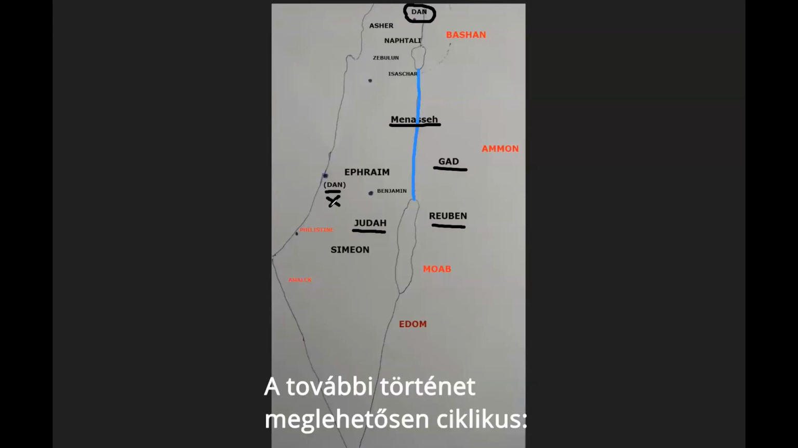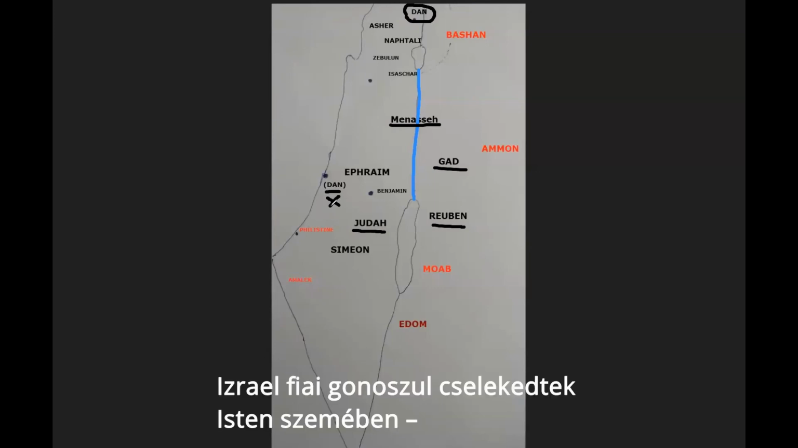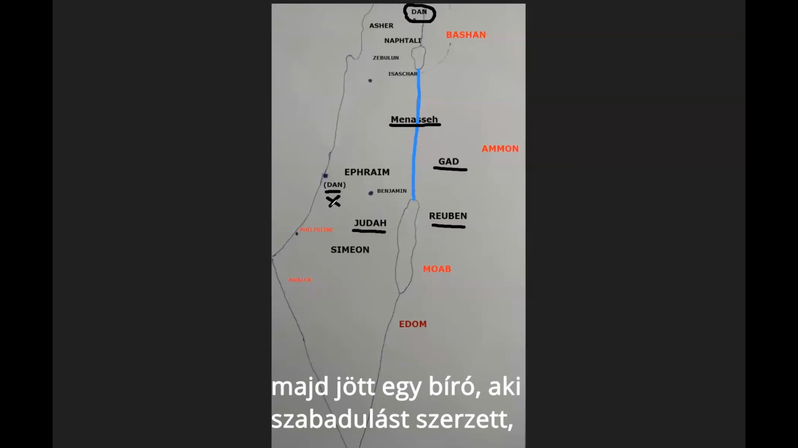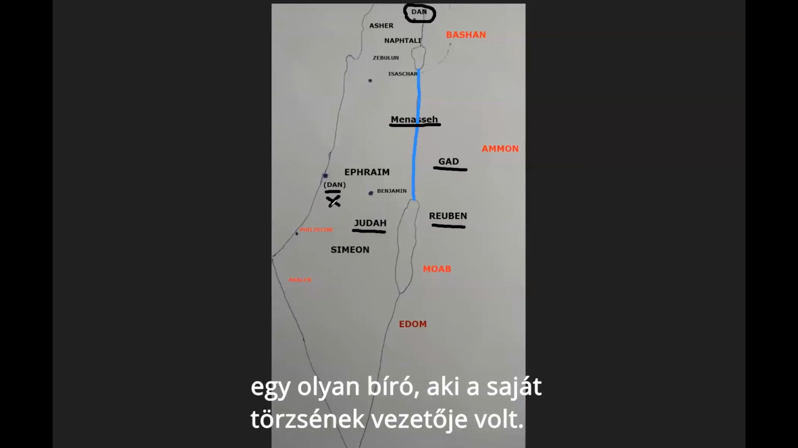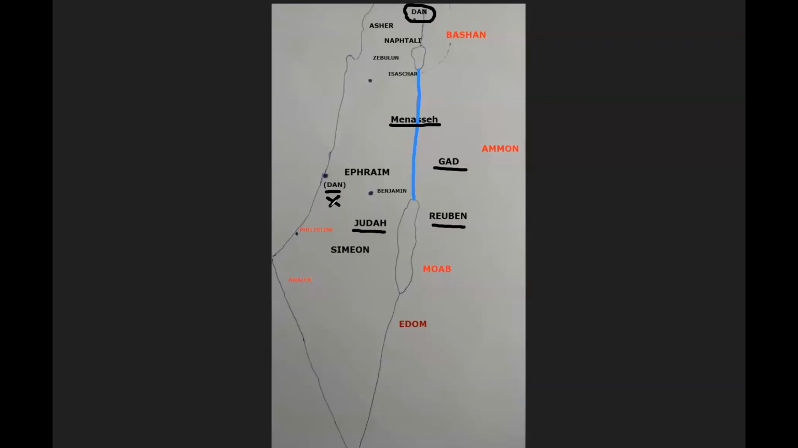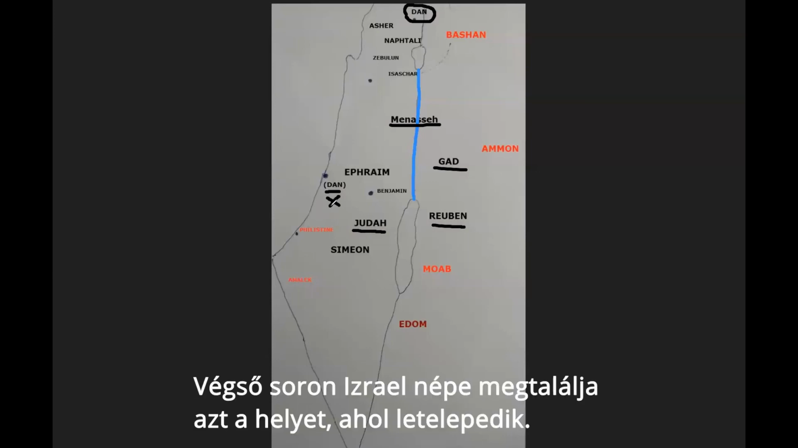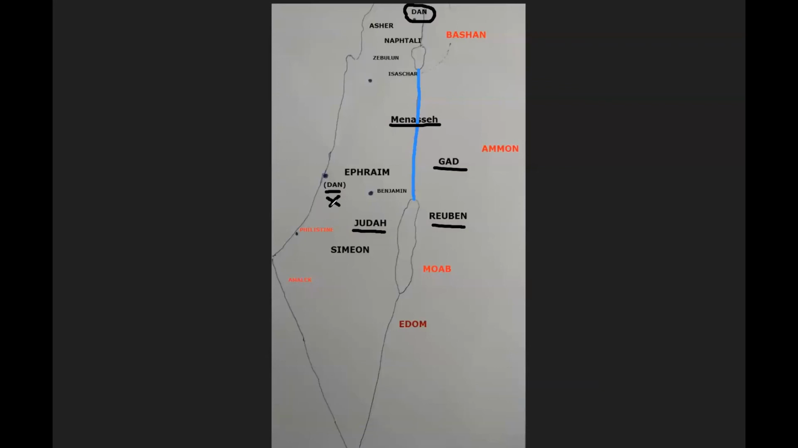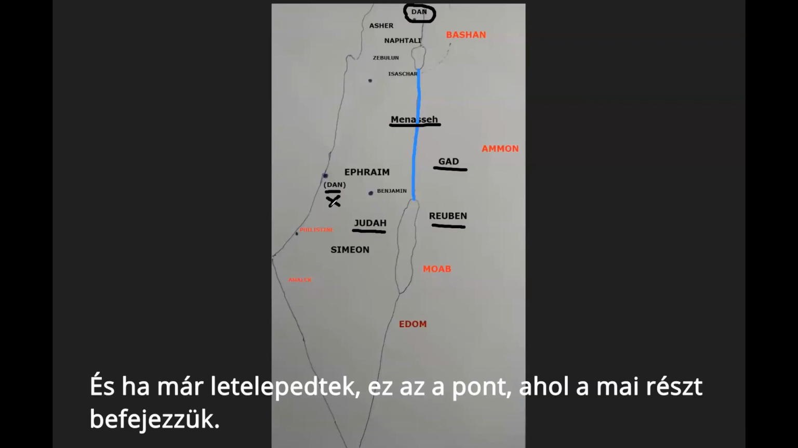All of the stories basically have the same cycle. They did evil in God's eyes. They were punished. A judge was sent to deliver them. The judge rallies the Israeli tribe around him, and they go and fight their way. And then there was peace and quiet for the next 30 or 40 years. So this period of the book of Judges is over 400 years. And eventually, they find a place to settle down. And now that the Israelite tribes have settled down, this is where we're going to stop for today.